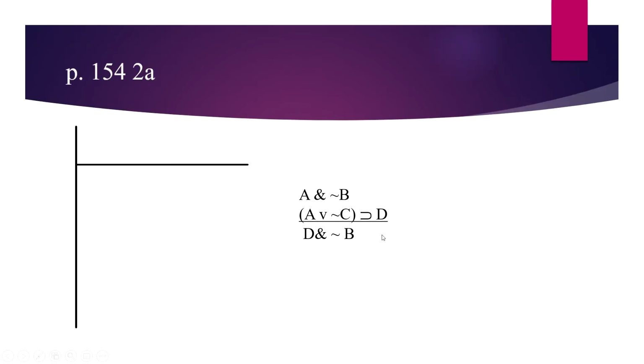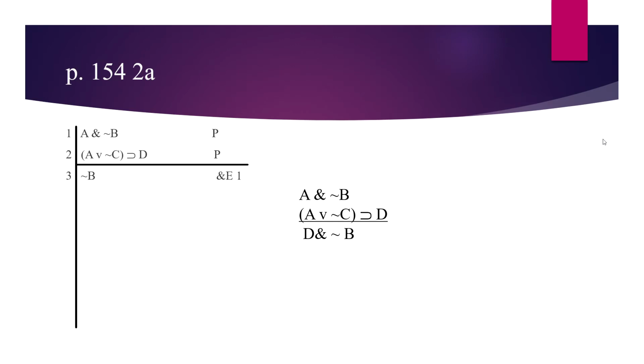The first problem asked you to derive the conclusion D and it's not the case that B from the premises A and it's not the case that B, and if A or it's not the case that C, then D. Our conclusion is a conjunction of D and it's not the case that B. So the strategy I'm going to take here is trying to get each of those conjuncts by themselves so that I can use conjunction introduction. Getting it's not the case that B by itself is really easy. We just use conjunction elimination from line 1.